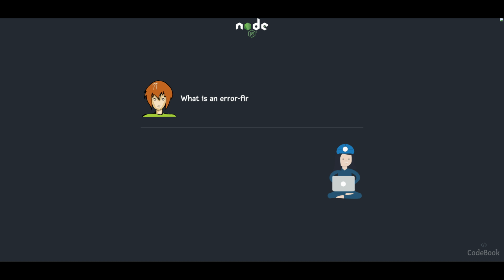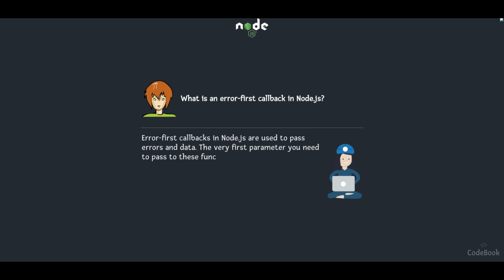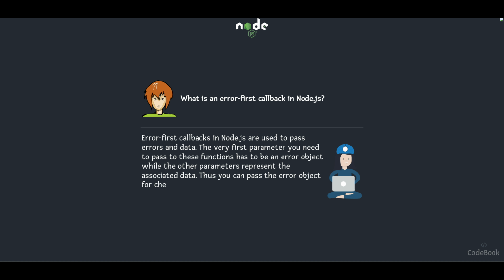What is an error-first callback in Node.js? Error-first callbacks in Node.js are used to pass errors and data. The very first parameter you need to pass to these functions has to be an error object, while the other parameters represent the associated data. Thus you can pass the error object for checking if anything is wrong and handle it. In case there is no issue, you can just go ahead with the subsequent arguments.